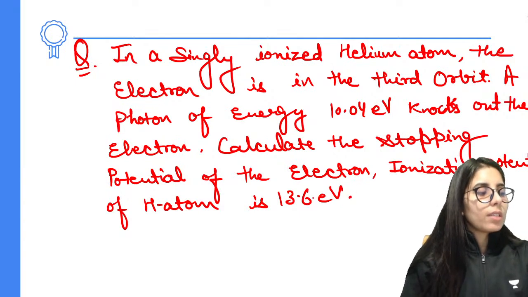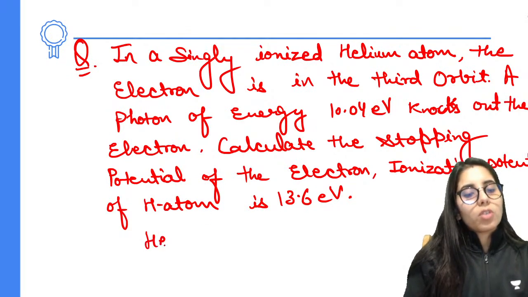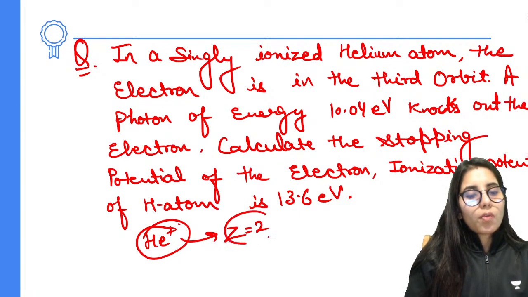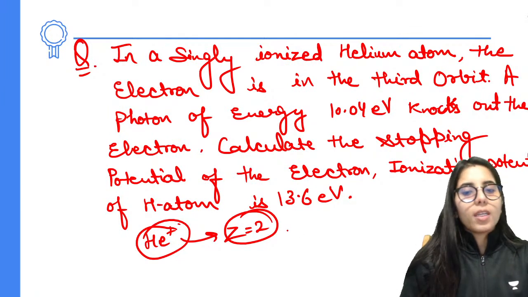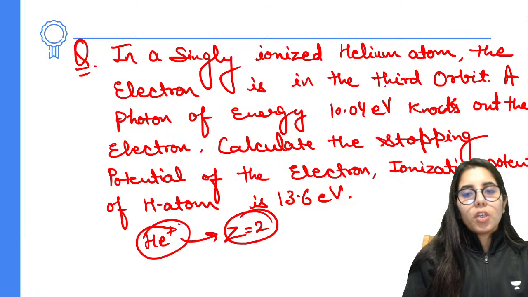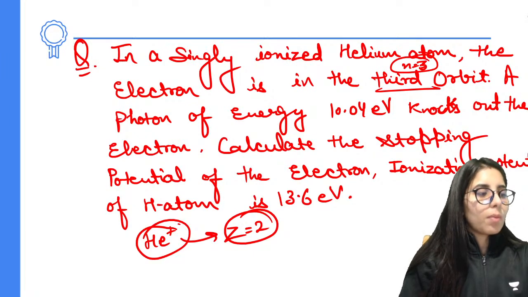So now in this case, when we had all this data given to us, we just need to consider the formula. For helium, first of all, we need to consider the Z value equal to 2. For hydrogen, the Z value will be equal to 1. Now for the orbit, which orbit? The third orbit, so the N value you will have to take as 3.